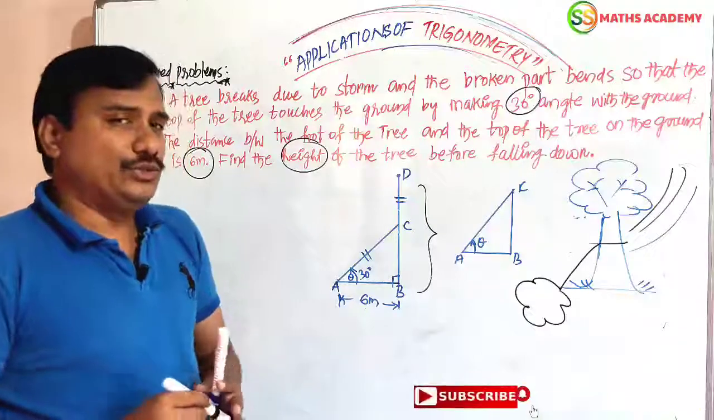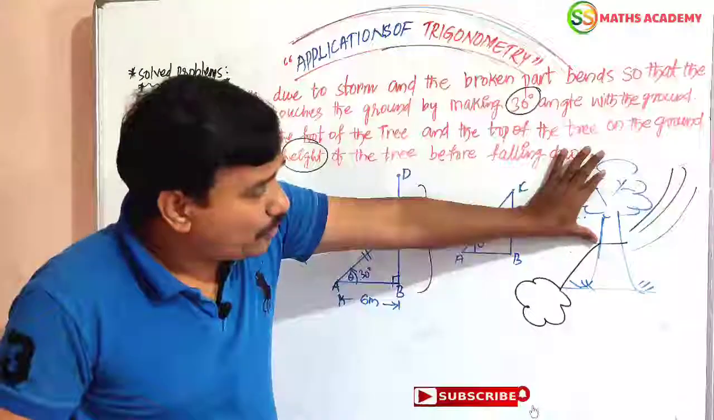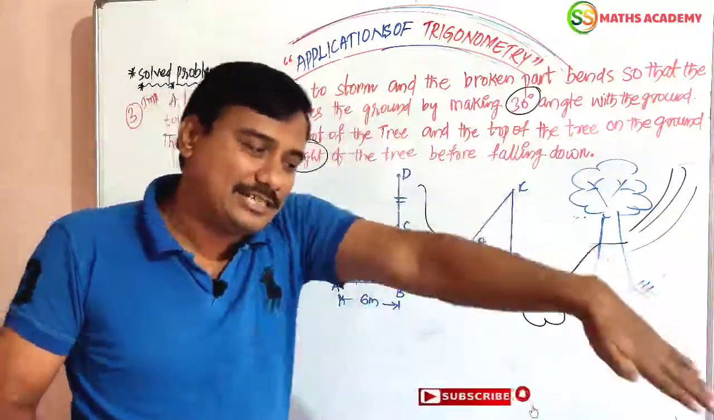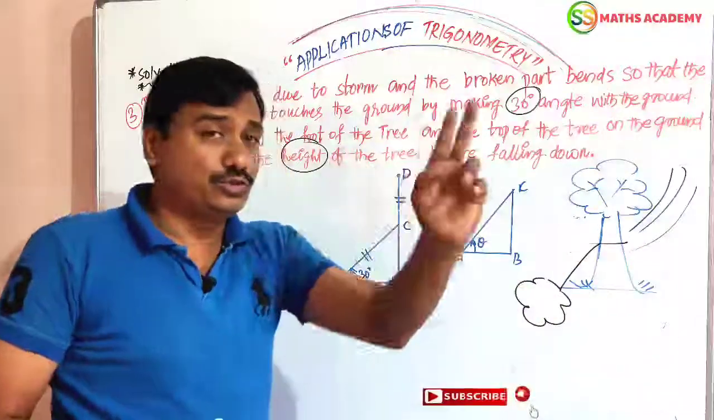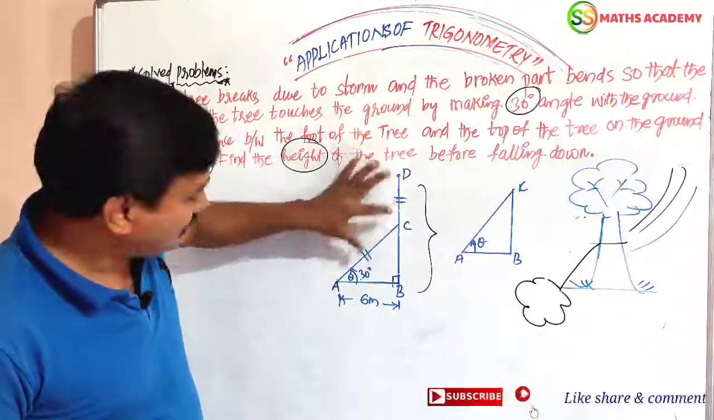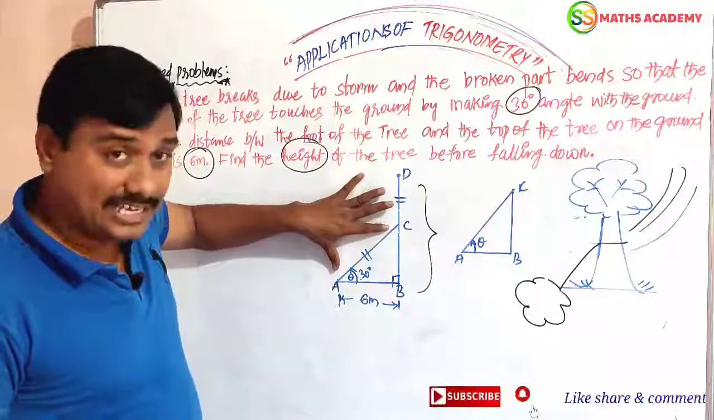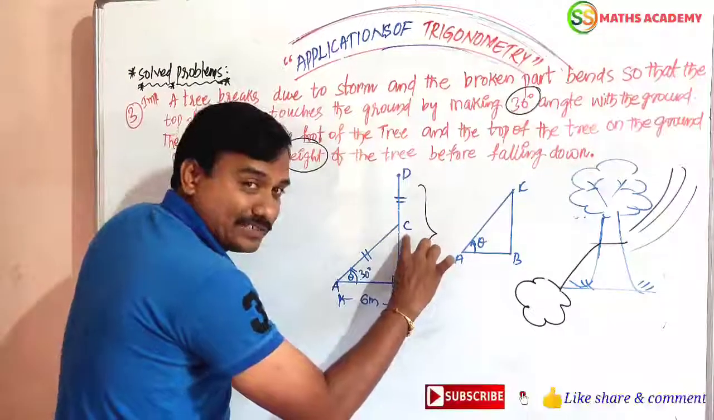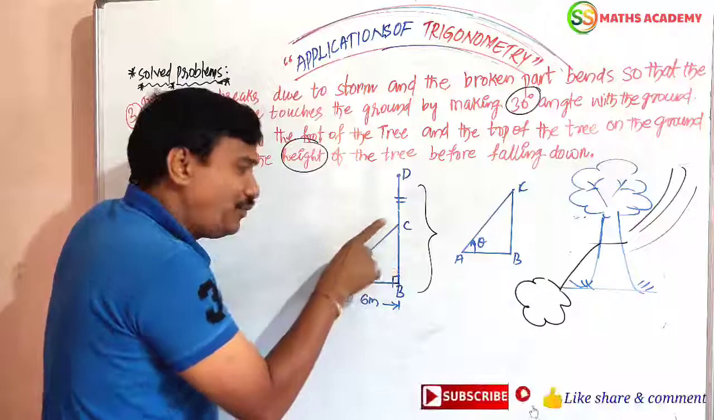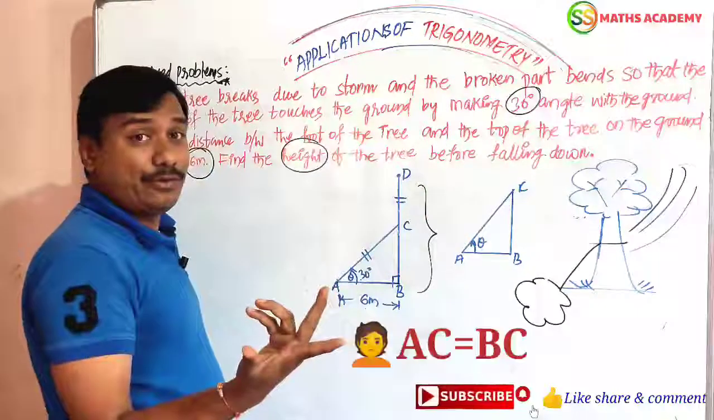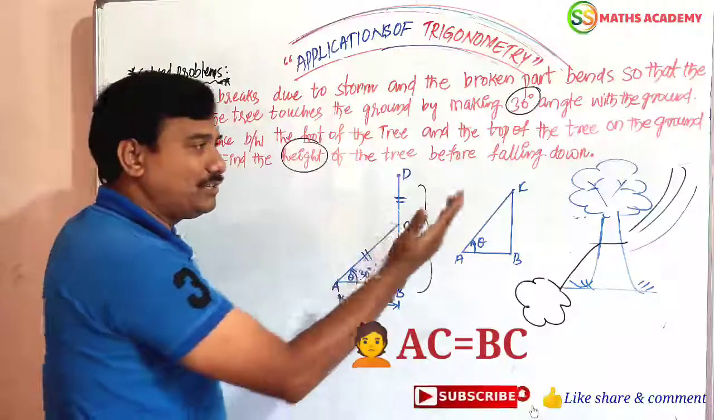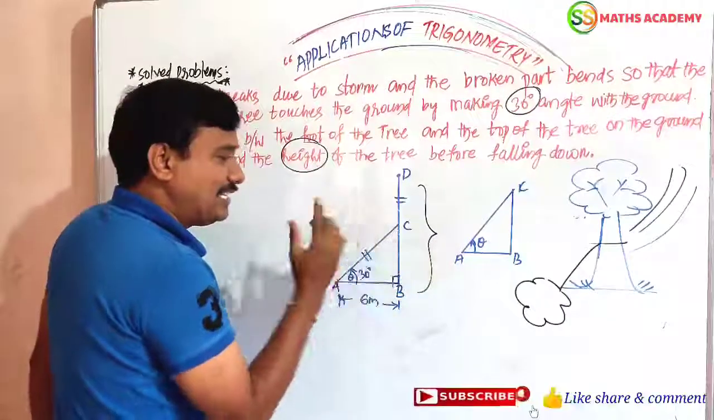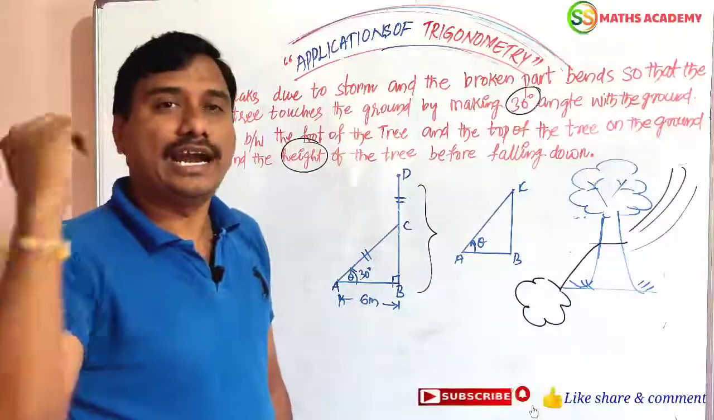Dear friends, you should observe where the broken part is here and where the part touching the ground is. These two are equal. When the broken part touches the ground, those two should be equal, meaning BC equals AC, and AC equals DC. Now we have to find BC first, then AC. If you find AC, then DC is automatically the same, because both have similar values. The broken part touches the ground, so they must be equal. Then we find BC and AC, and the sum of these two gives the height of the tree.